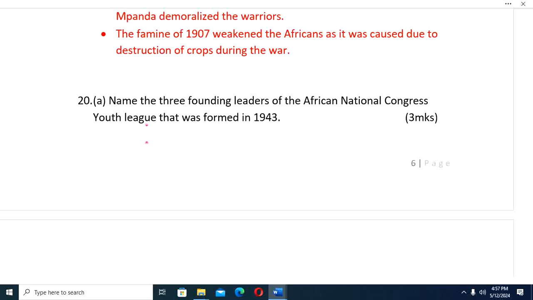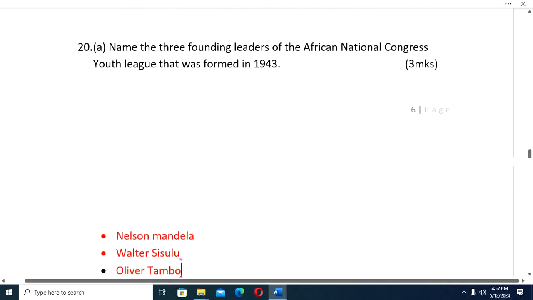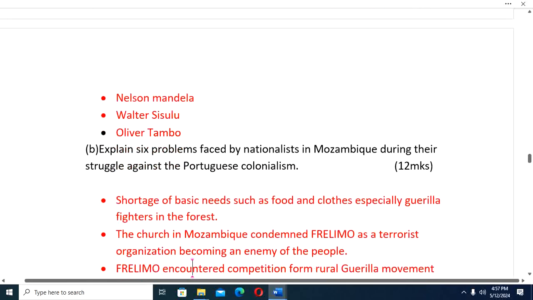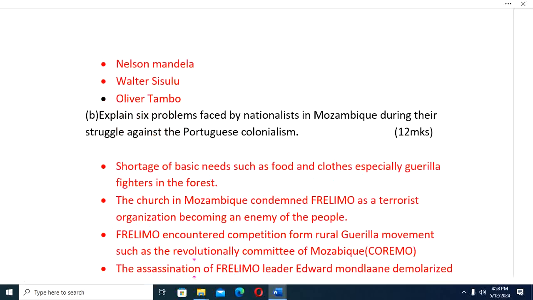Number 20. Name 3 founding leaders of African National Congress Youth League, that was formed in 1943. Nelson Mandela, Walter Sisulu, Oliver Tambo.